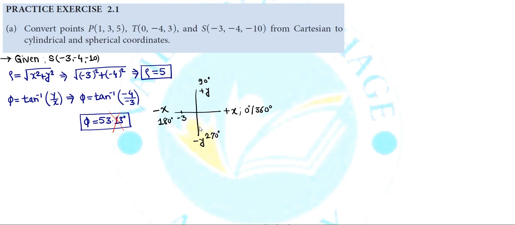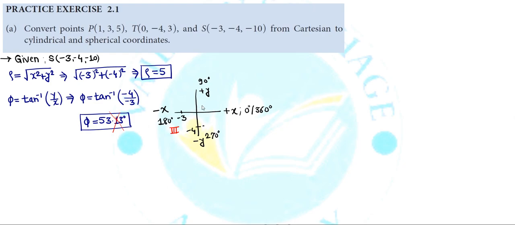And what is that y? So y is given to be minus 4, which will be somewhere over here. That is, which quadrant is it in? It is in the third quadrant. It is in the third quadrant. Okay, so third quadrant is what?